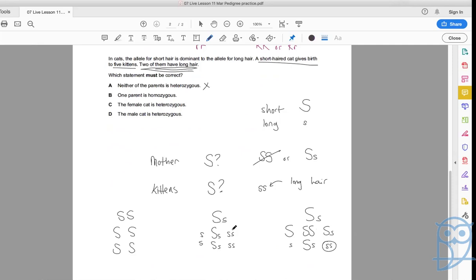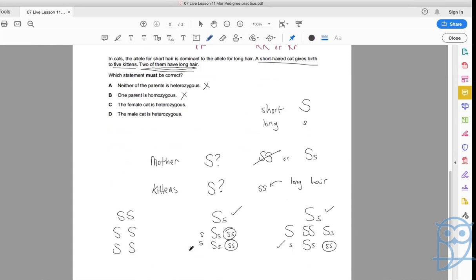And so here we have our short-haired cats giving birth to long-haired kittens. So, one parent is homozygous. No, because we've said here the male can be heterozygous. So now we're left with two. The female is heterozygous or the male is heterozygous. Well, we've got here definitely female is heterozygous. But here the male could be heterozygous or not.